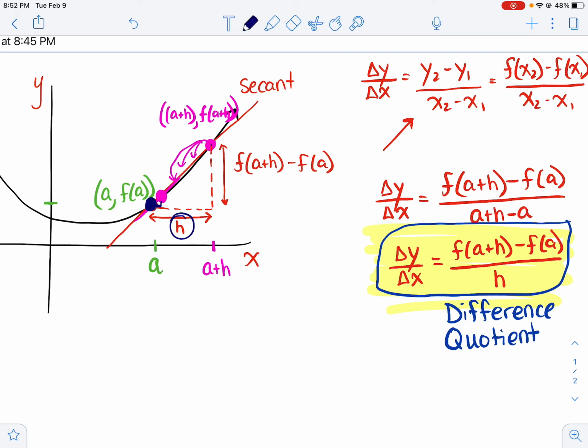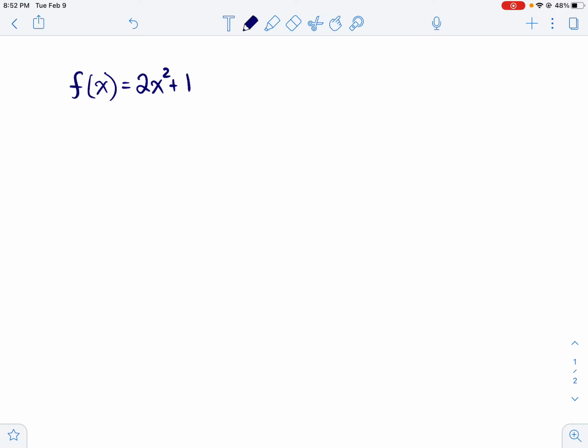So let's say we had an equation like f of x equals 2x squared plus 1. I think we did this one in class. So f of x equals 2x squared plus 1. And let's just say we wanted to find the average rate of change between like 1 and 3 on the x-axis, between x equals 1 and x equals 3.